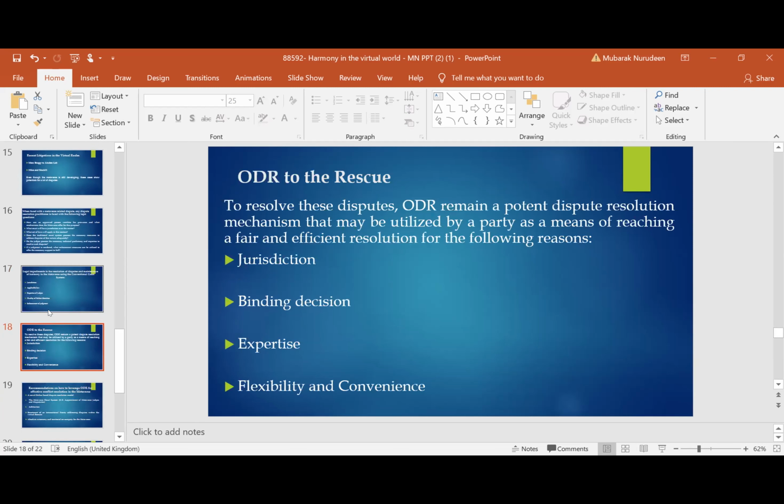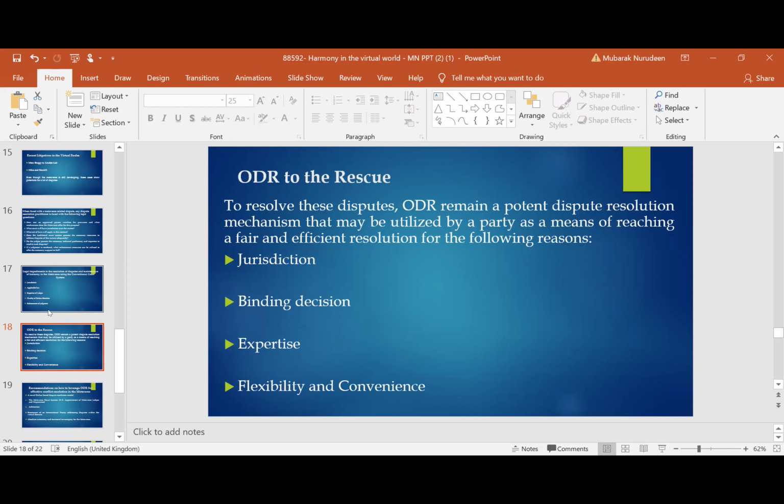Now, ODR to the rescue. You would see that all these identified legal problems are actually resolved by ODR. Alternative dispute resolution actually provides that leverage that could be used by the person whose rights have been violated in the metaverse space. Because with ODR, the issue of jurisdiction will not be an issue. With ODR, the issue of expertise will not be an issue.